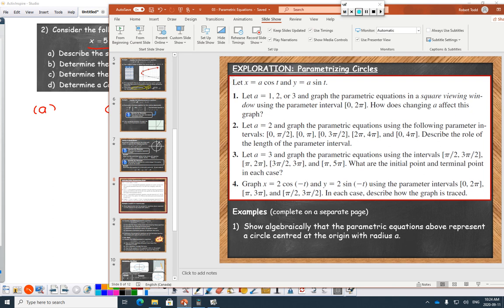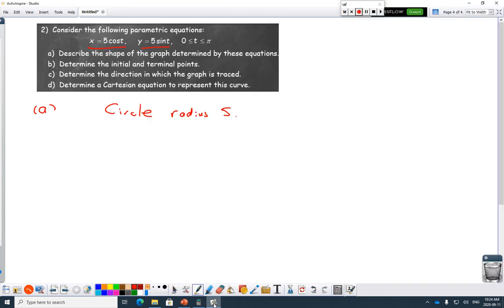You're like, well, how was I supposed to know that? Well, that's what that investigation was for. When you do more of that investigation, you get used to it: when you see cos t, sine t with the same number in front of both of them, that's a circle. What if the numbers are different? Yeah, I'll get to it. Don't worry. It's coming up. Circle radius 5, but there's a comma here. There's something more to this whole situation.